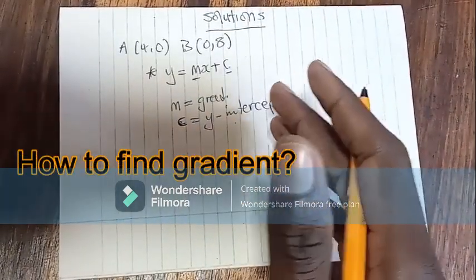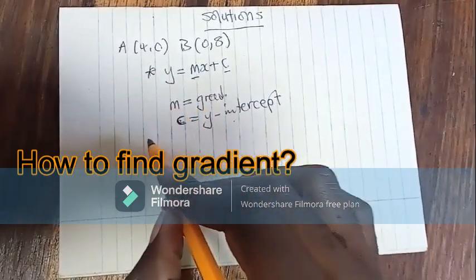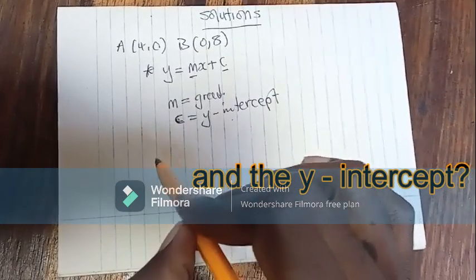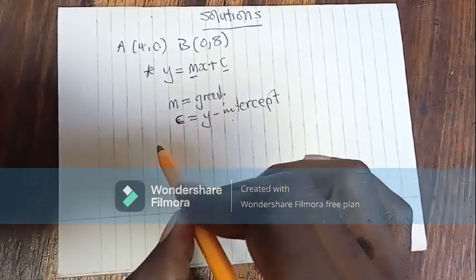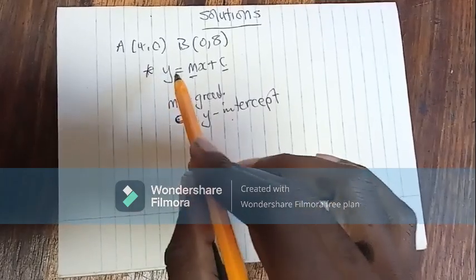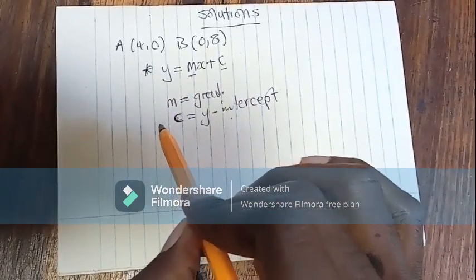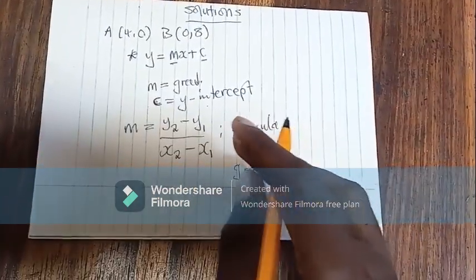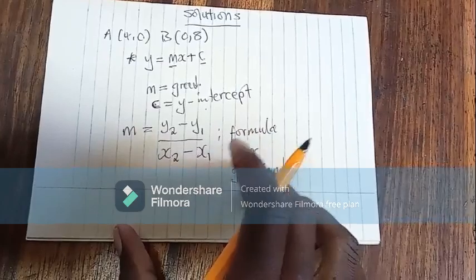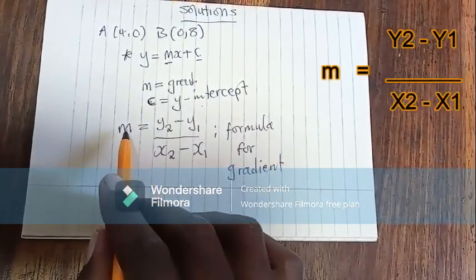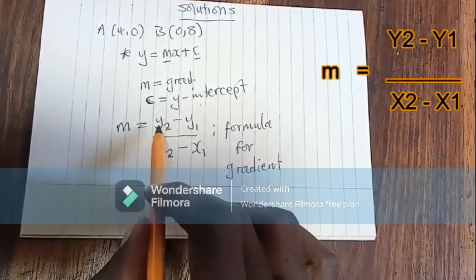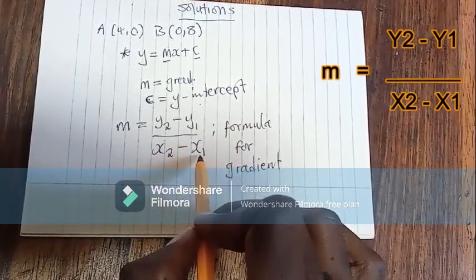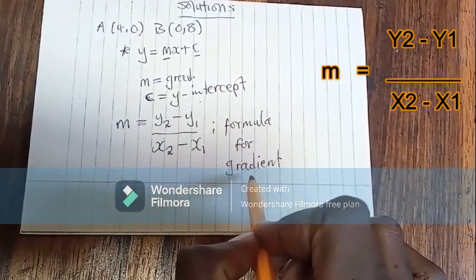So now what we have to do is know how we find the gradient. We need to know how we can find the gradient and how we can find the y-intercept, which is the c, for us to make that general equation complete. So how do we do that? Let's look at how we can do that. We first identify the formula for the gradient, which is m equals y2 minus y1 over x2 minus x1. So this one is the formula for the gradient.